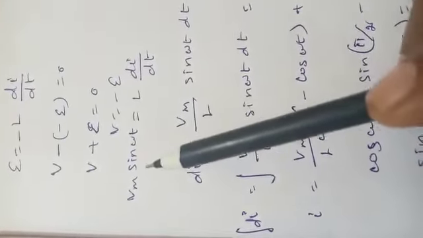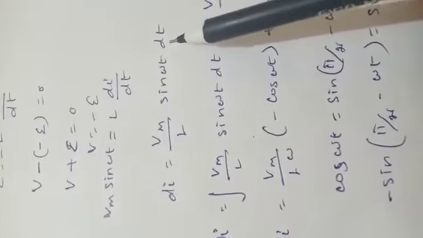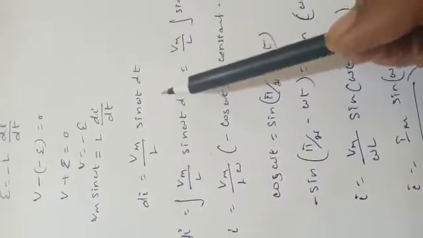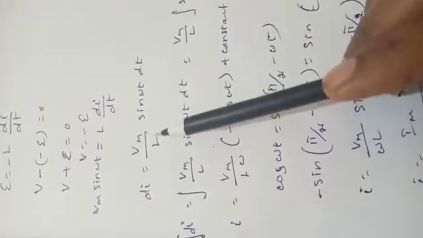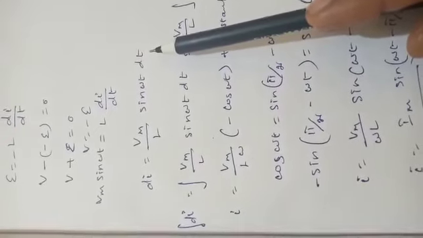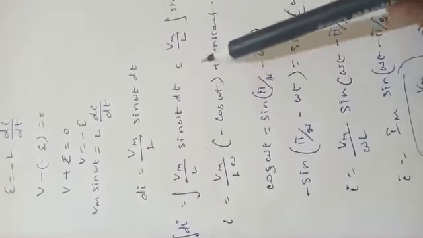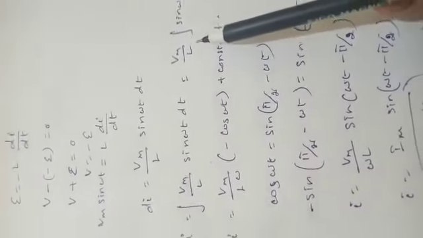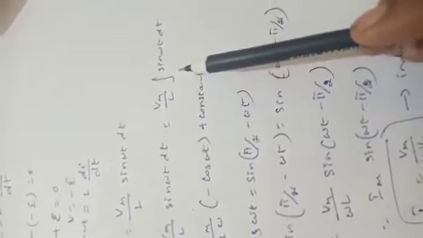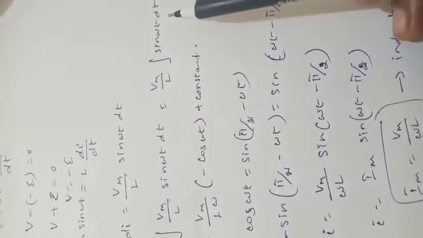Now substitute the values of V and E. Applied voltage is Vm sin omega t, and the induced EMF is L into di by dt. We need the current. So from this, di is equal to Vm by L into sin omega t into dt. Take integration on both sides. The integral of di is equal to the integral of Vm by L into sin omega t into dt. Take out the constant Vm by L.